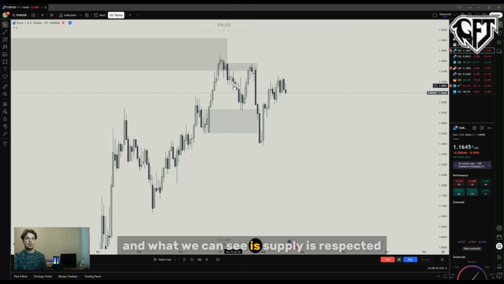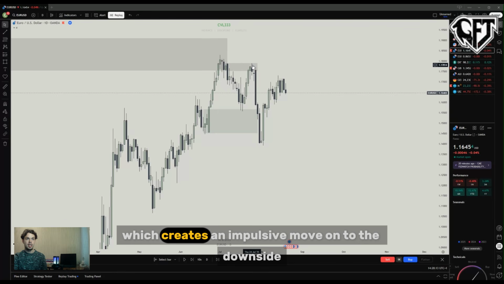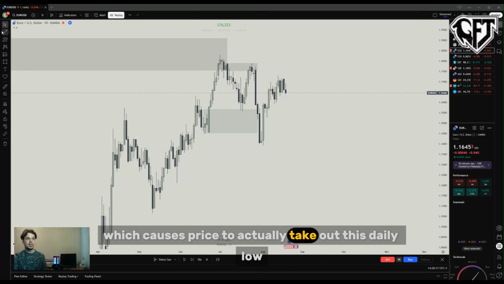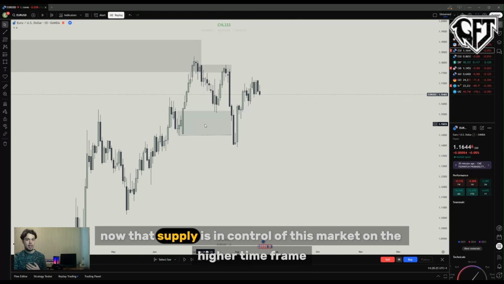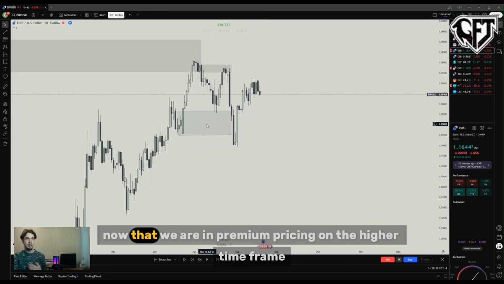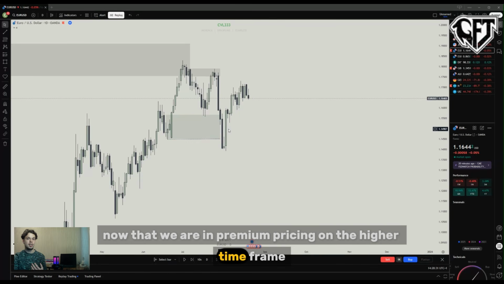And what we can see is supply is respected, which creates an impulsive move onto the downside, which causes price to take out this daily low, giving us an order flow shift and giving us a demand failure, which indicates that supply is in control of this market on the higher time frame. And we can clearly see now that we are in premium pricing on the higher time frame.